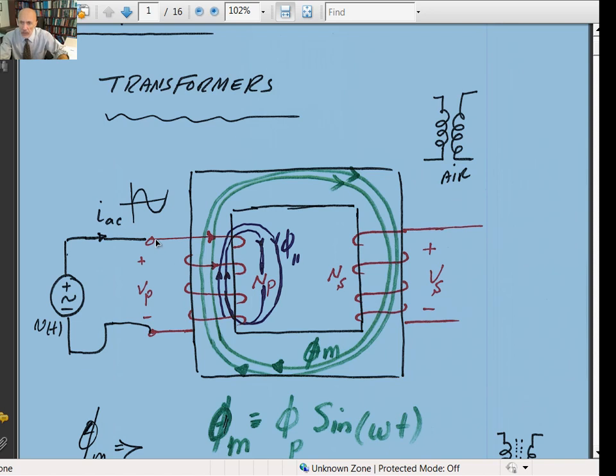signal. Now, if the current is going in that direction, you use the right hand rule: you wrap the fingers of your right hand in the direction of the current flow, and your thumb will give you the direction of the magnetic flux. So in the primary, the first winding is called the primary, V sub P is the voltage across the primary, N sub P is the number of turns in the primary, and then N sub S is the number of turns in the secondary, and V sub S is the secondary voltage.